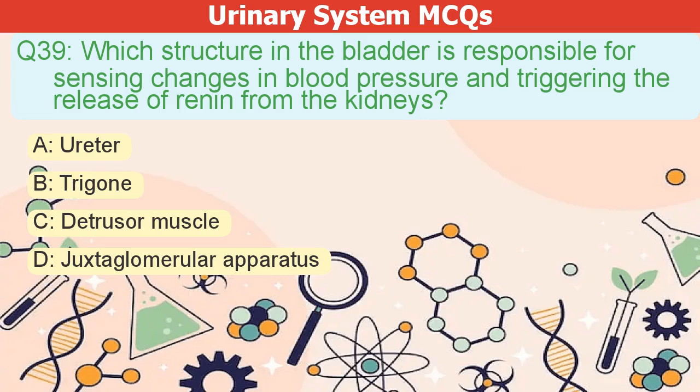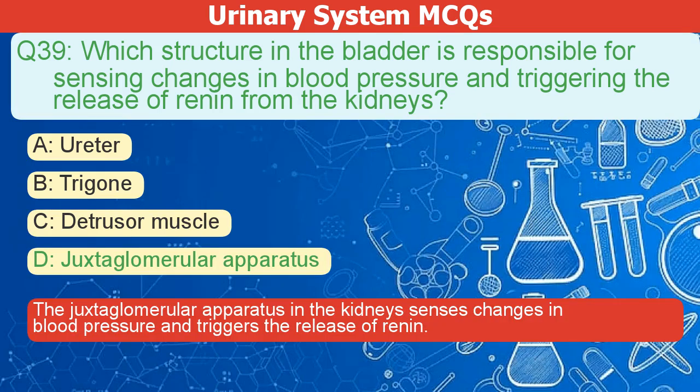Which structure in the bladder is responsible for sensing changes in blood pressure and triggering the release of renin from the kidneys? A. Urethra. B. Trigone. C. Detrusor muscle. D. Juxtaglomerular apparatus. The correct answer is D. The juxtaglomerular apparatus in the kidneys senses changes in blood pressure and triggers the release of renin.